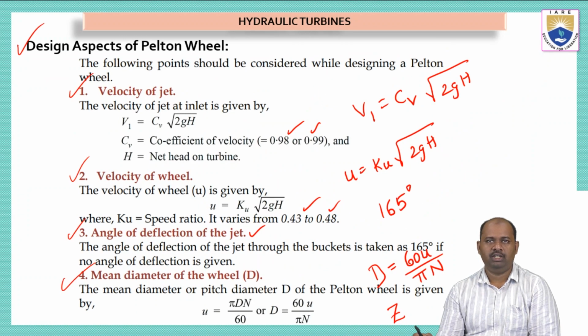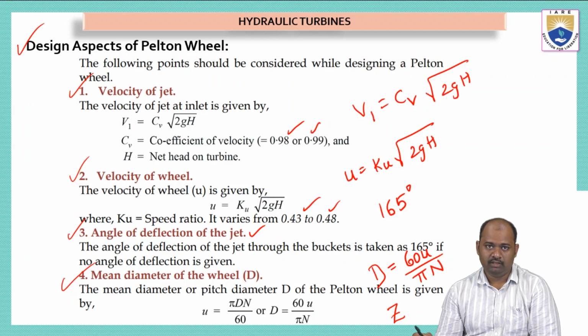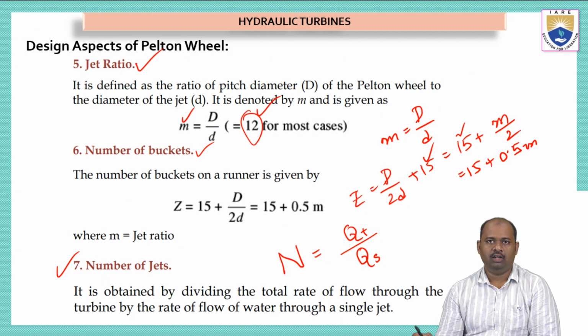And after that, we have seen different design aspects for the Pelton wheel, where we can use different formulas for calculating the velocity of the jet, velocity of the wheel, angle of deflection of the jet, with which angle we have to deflect the water that is coming out of the jet, and the mean diameter of the wheel, capital D. And also we have calculated the jet ratio, number of buckets, and number of jets.